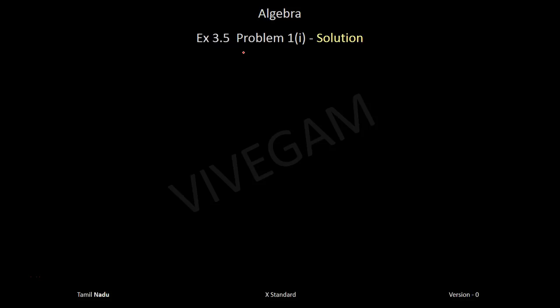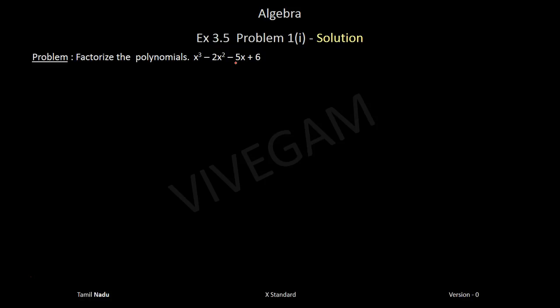Exercise 3.5, Problem 1, Division 1, Solution. Factorize the polynomial x cubed minus 2x squared minus 5x plus 6. As in the previous case, for this algebra section, we will not be having much discussion because these are simple and straightforward problems. We'll straight away get into the solution.